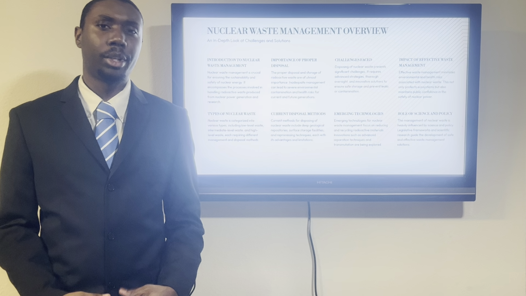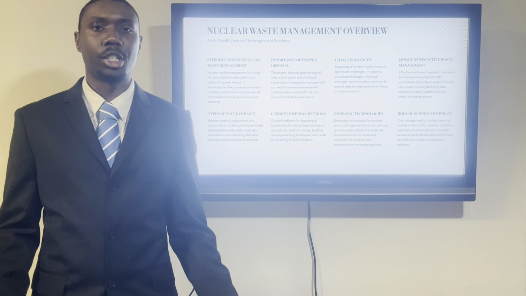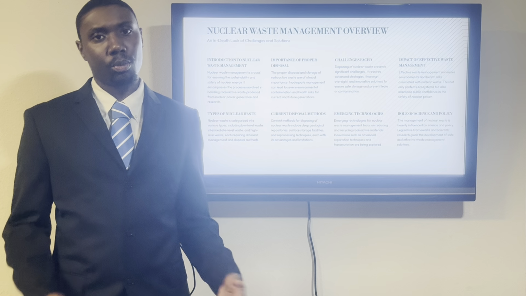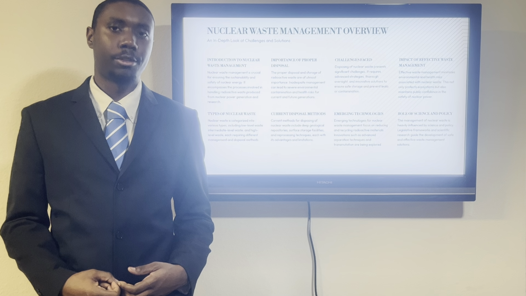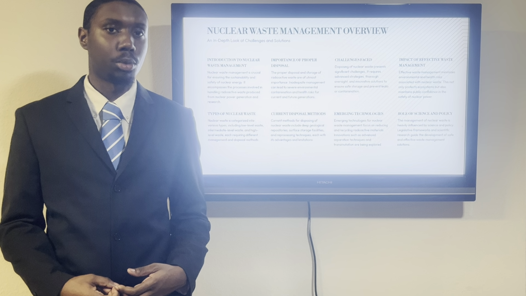Science and policy play a very pivotal role in waste management. Regulations and research drive the development of safer and more effective disposal strategies.